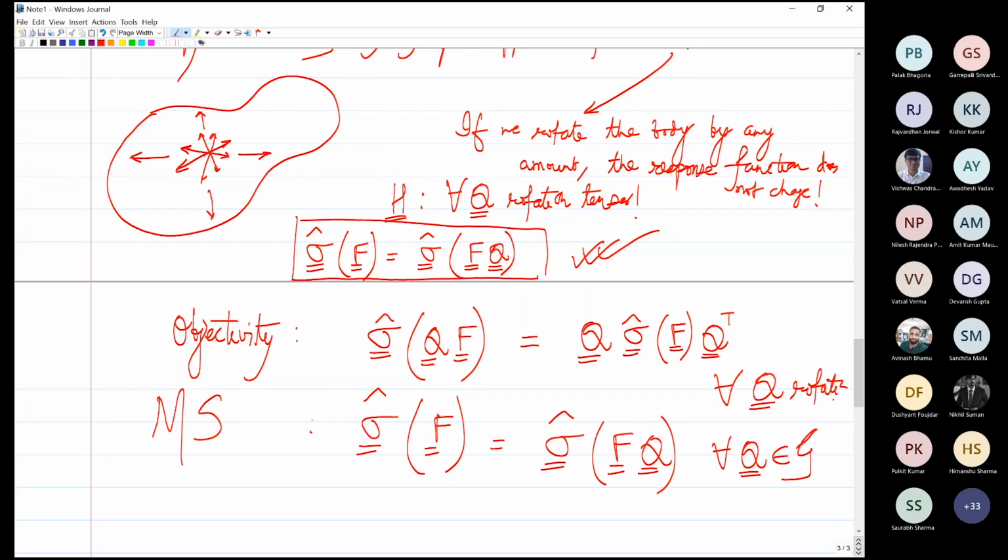So for objectivity, it is all rotations all the time. It is independent of symmetry. Whereas in material symmetry, the Q that comes is only for those Q which are in the symmetry group. So do you indeed see that it is an extra restriction on the response function? The response function cannot be arbitrary. One, it has to satisfy objectivity, but that is not enough. It has to also satisfy the material symmetry property.